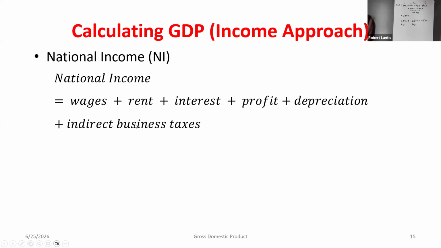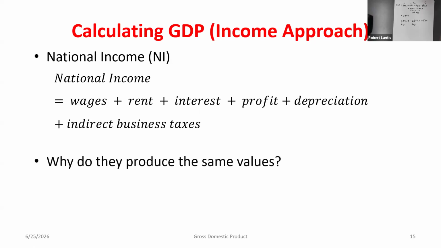And then we have depreciation and indirect business taxes. Let's hold off on depreciation, but if we think about business taxes, this is really how, if government is spending money, where does that come from? That comes from the fact that their revenue is from taxing businesses. So when we're thinking about the income approach, taxes actually get added in. This is the amount of money that government is making as opposed to spending.